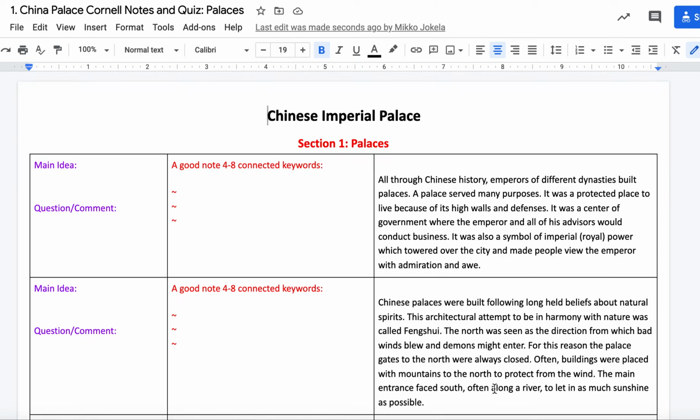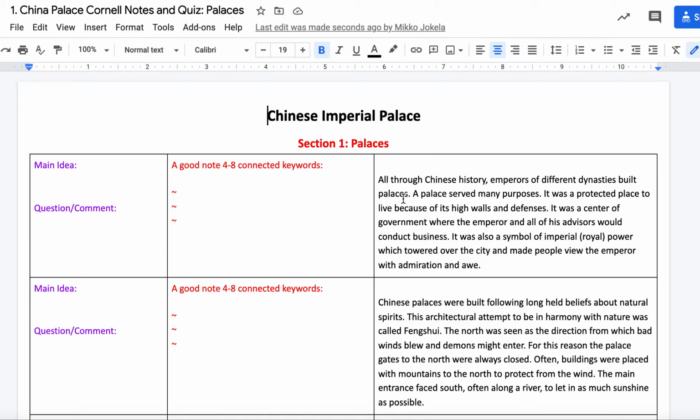Hello students, I'm going to teach you how to do Cornell notes for Section 1, Palaces. So the first thing you want to do is you always want to start on the right and you want to highlight key phrases. So you read the first paragraph.